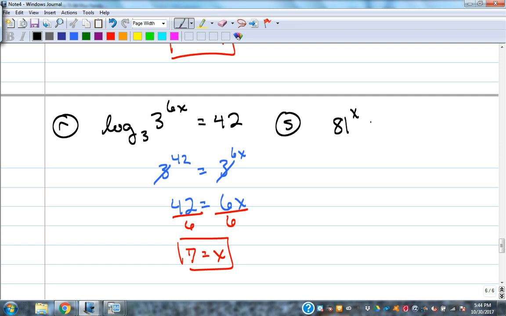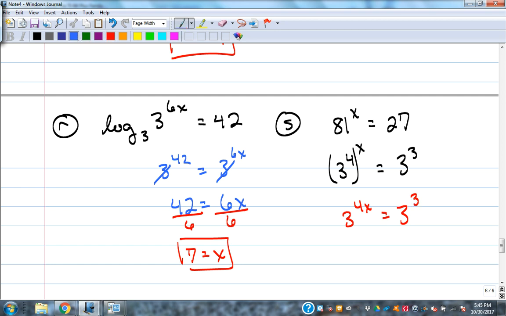81 to the x equals 27. That's not a logarithmic equation. Does it need to be? No, we already work problems like this. How do we work it? We try to get what the same? The base the same. So I'm thinking 27 and 81 have 9 in common, but 9 is not a prime number. What prime number do they have in common? 3. So 81 is actually 3 to the 4th power. 27 is 3 to the 3rd power. So that's 3 to the 4x equals 3 to the 3rd.